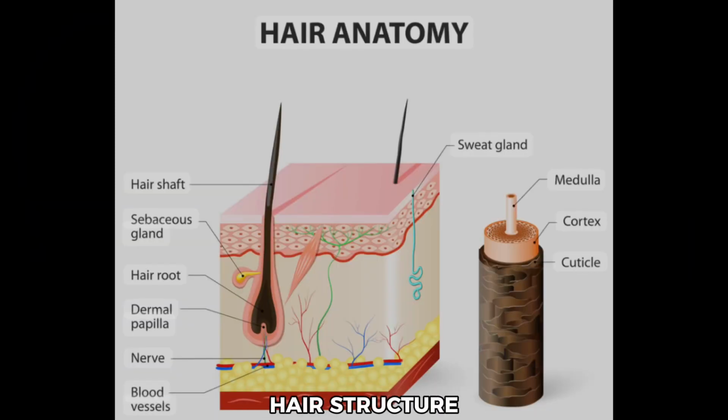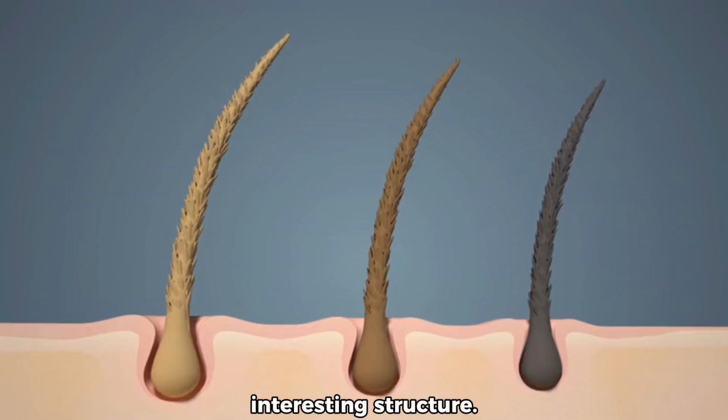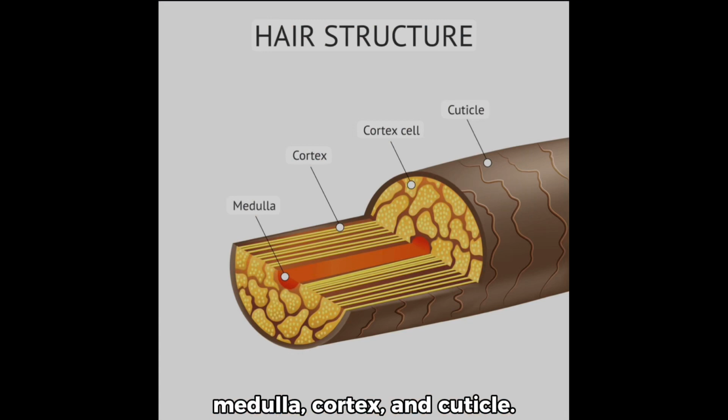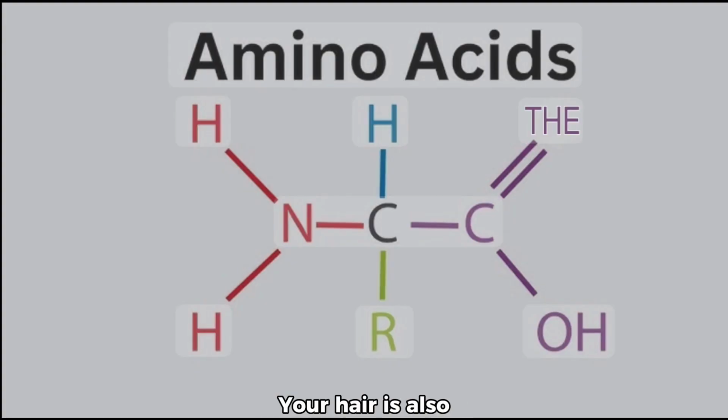Hair structure. Your hair has an interesting structure. It is made up of three distinct layers: the medulla, cortex, and cuticle. The cortex is responsible for your hair's strength and color, while the medulla is its innermost layer. Your hair is also composed of amino acids, which are the building blocks of proteins.